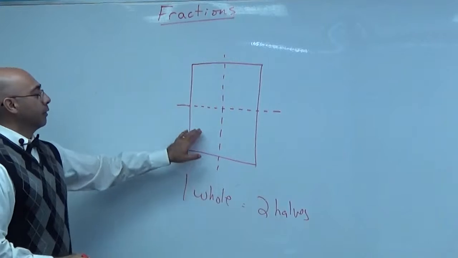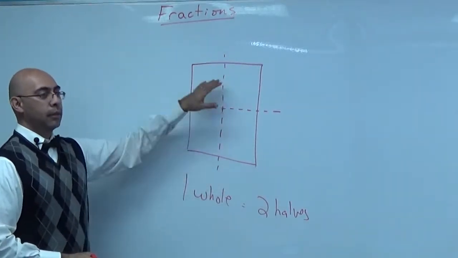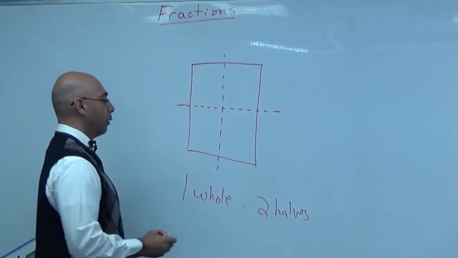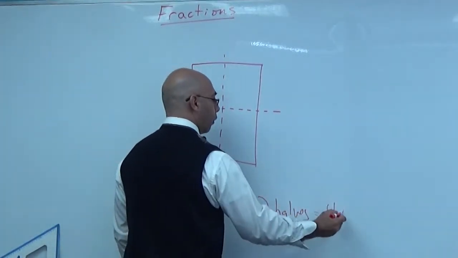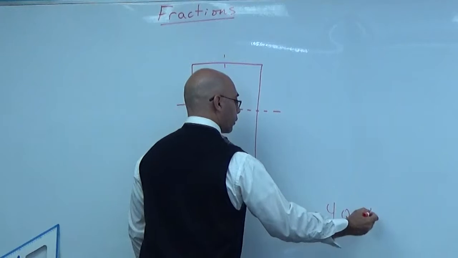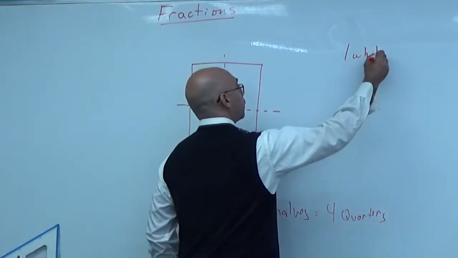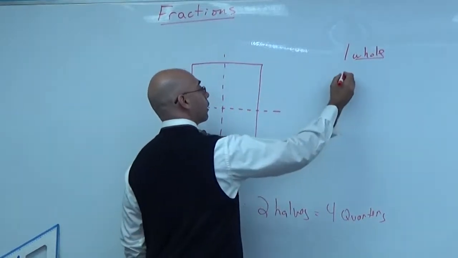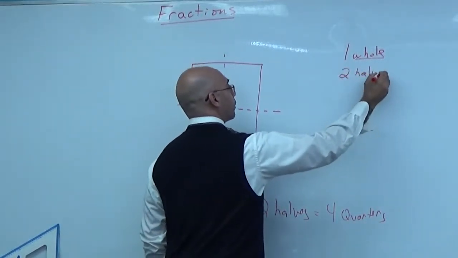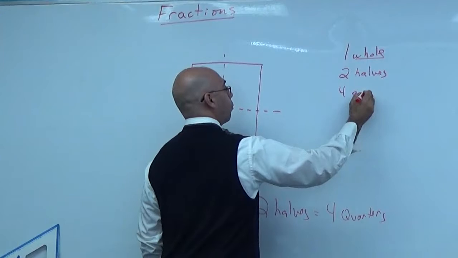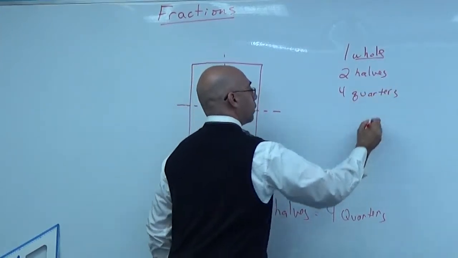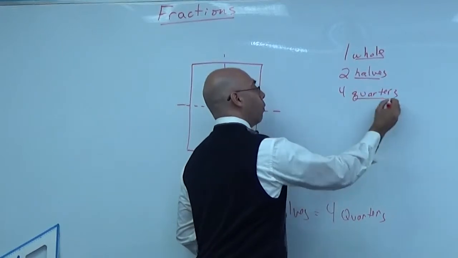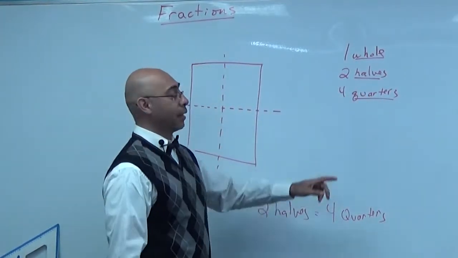I could split it again. Let's say these were equal in size. So how many pieces did I cut it into? 4. And what are they called? 4 quarters. This is my denomination, or my denominator, you can say. 2 halves, 4 quarters. So the halves is my denomination, or my denominator. Quarters is my denomination, or denominator.